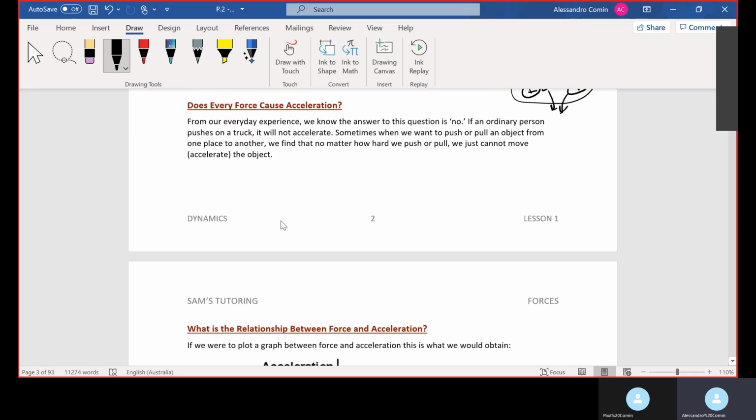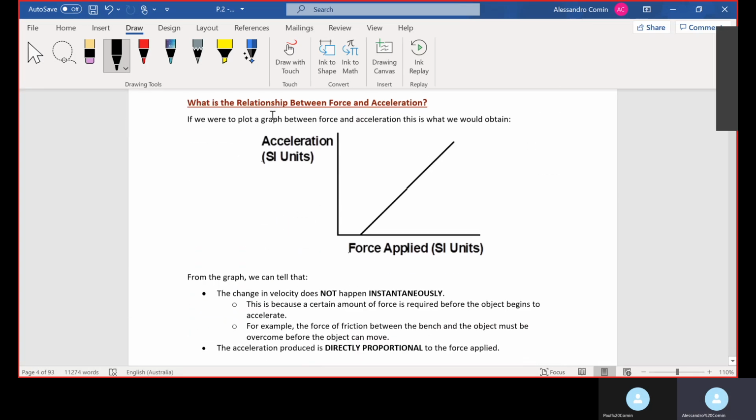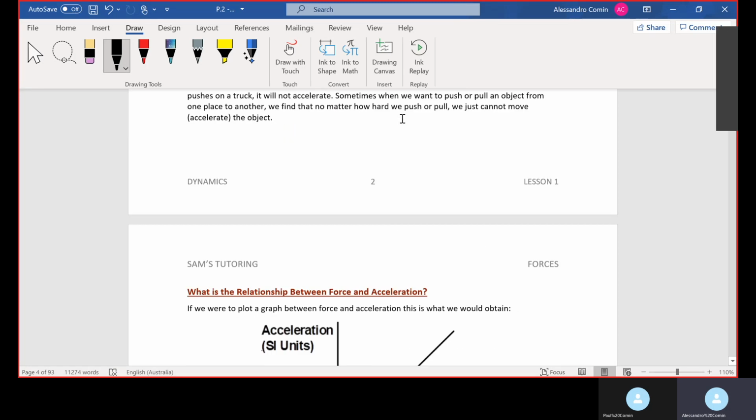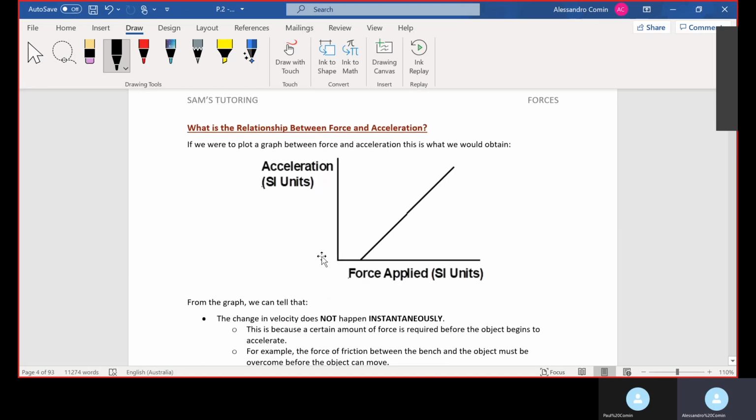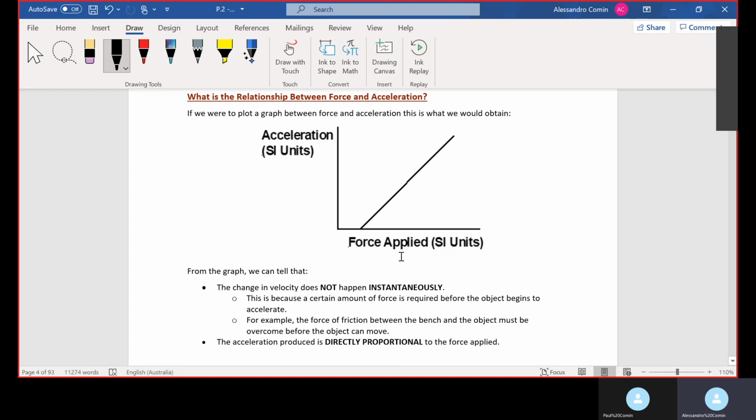So now we're going to move on. We're going to look at the relationship between force and acceleration. I know I skipped this idea: does every force cause an acceleration? The short answer is no, you can read if you want. But we're going to see this relationship when we plot force and acceleration.